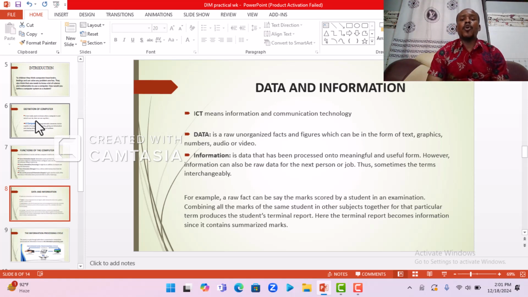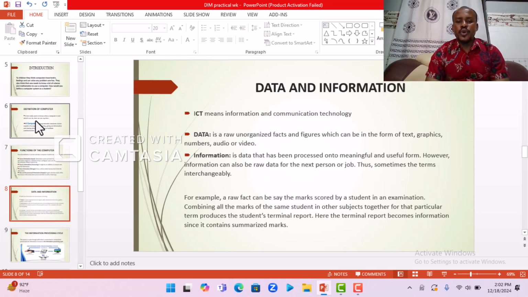You can say data is raw, unorganized facts and figures which can be in the form of text, graphics, numbers, audio, or video. Then we pick what? Information. Information is something told or read in simple terms. But again, let's dive deeper into it. Information is data that has been processed into meaningful and useful form. However, information can also be raw data for the next job or person. Thus, sometimes the terms are used interchangeably.